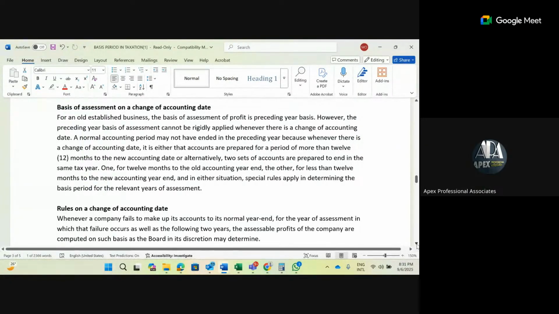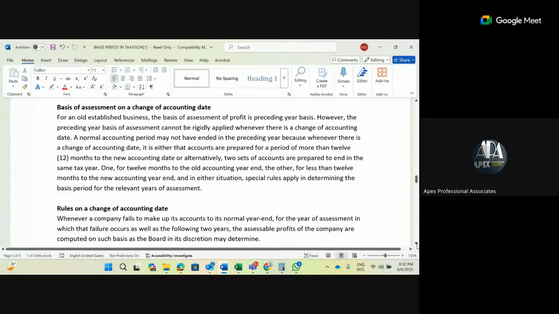If you want to change your accounting date, you don't want to be using 31st of December anymore, you want to now be using 30th of September, it is allowed for you. You can go ahead and write to FIRS, I want to change my accounting year end. If you are changing your accounting year end, there is what we call right of election. The party that has the right of election is FIRS when it comes to change of accounting dates.